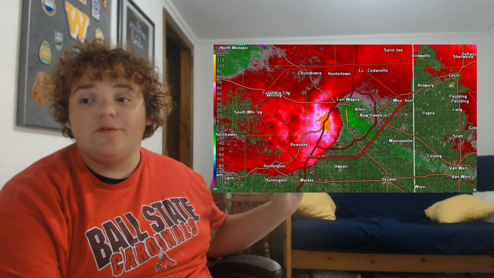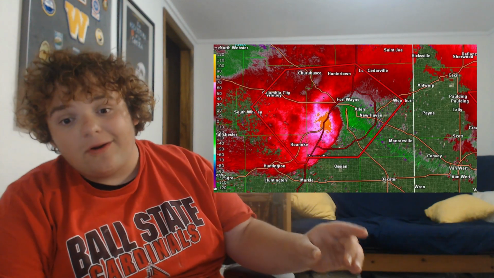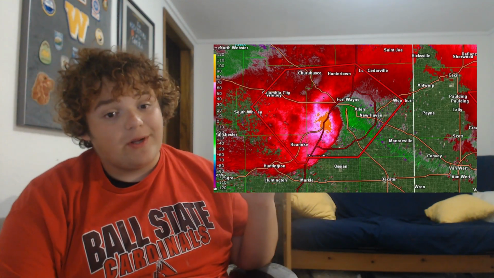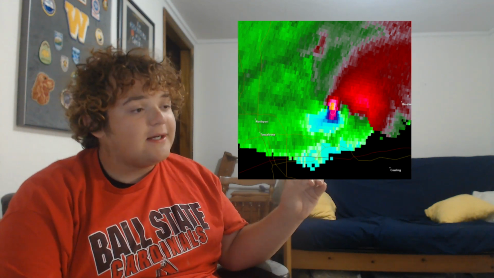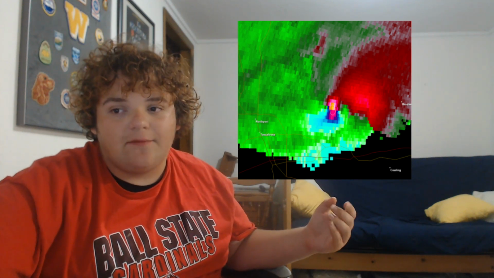Green means it's moving towards the radar. Red means it's moving away from the radar. It's great for also spotting rotation in a storm, like a tornado with a velocity couplet that indicates rotation. As you can see, the two colors are mixing and are together, which indicates that there is air rotating at that level. It's a big red flag for tornado formation.